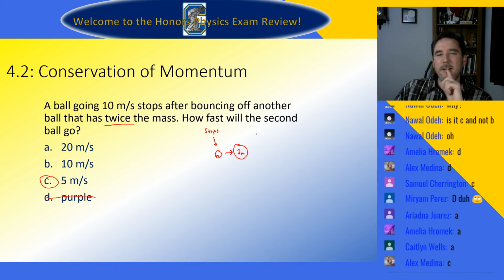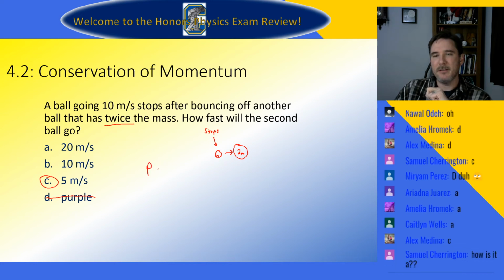I'm wondering where you're getting A from. Good choices, though. You had the right idea, but you were thinking about it backwards, maybe? A little ball hits a big ball. The big ball is not going to go twice as fast. Why? Because once again, the momentum stays the same. It's not A.